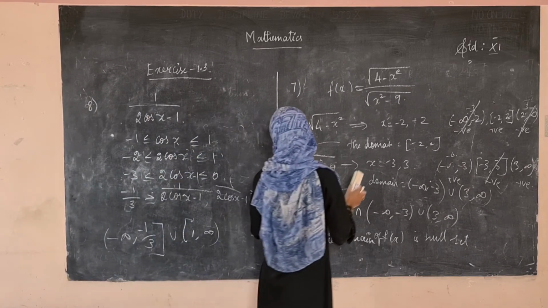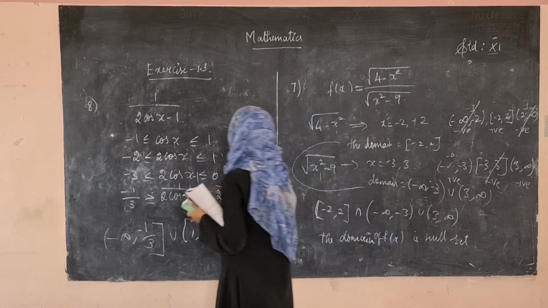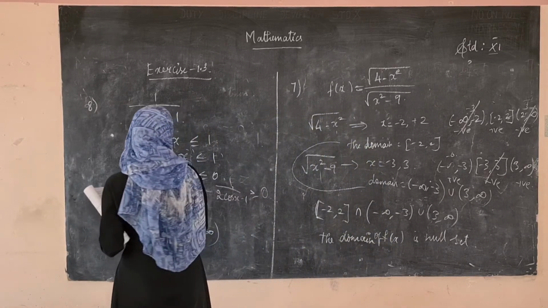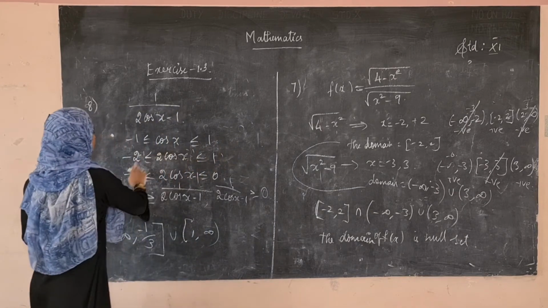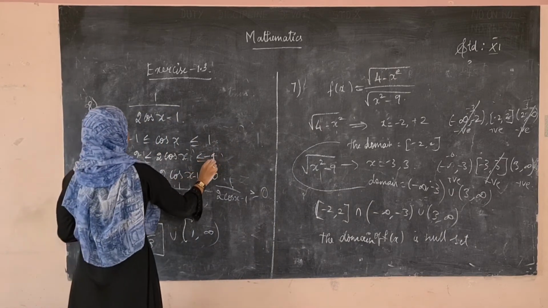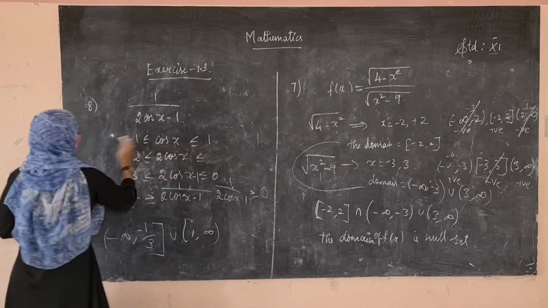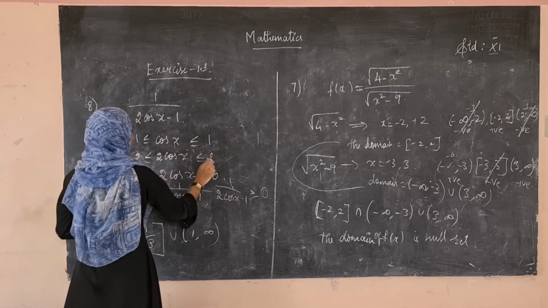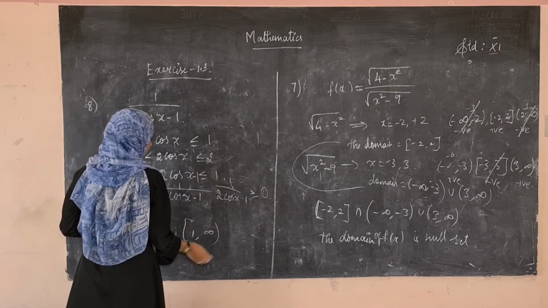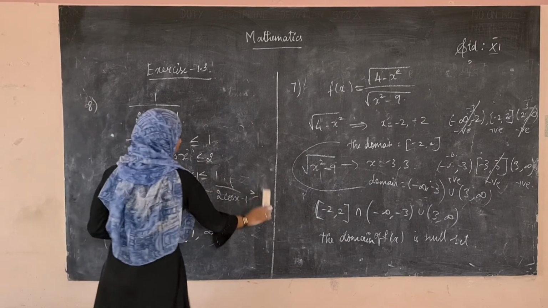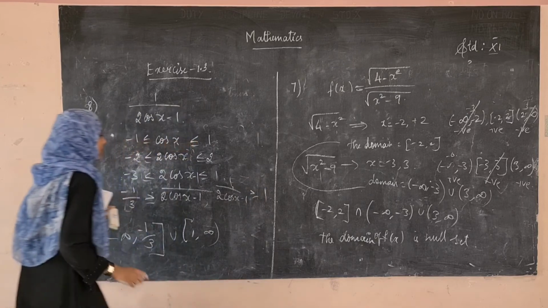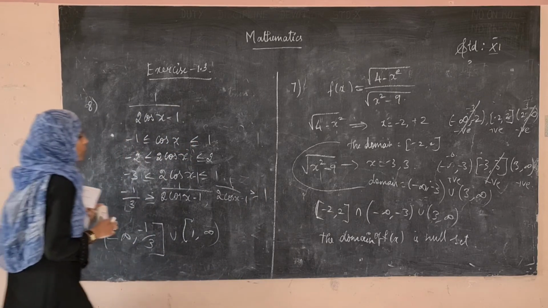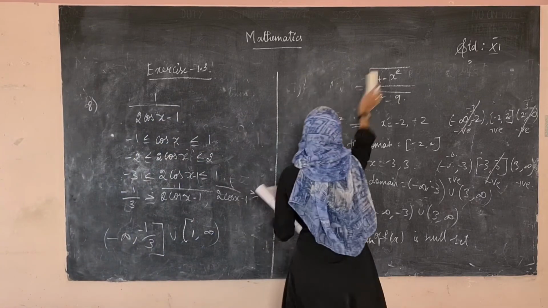Okay, now see here, we are multiplying with 2, so this becomes 2 and here it is 1. Okay, now it is greater than or equal to 1. Okay, now 9th sum.